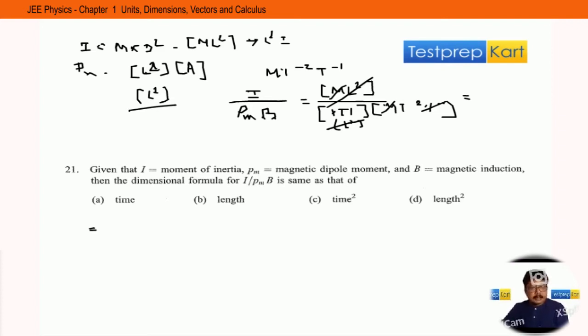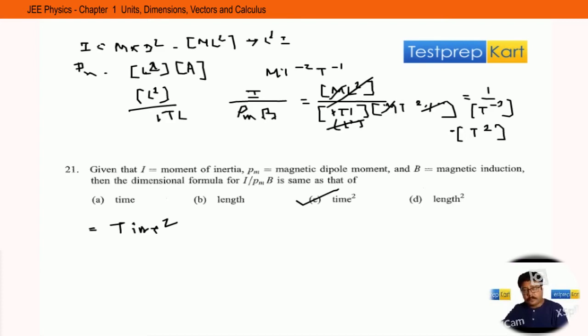Or you can write it as I A. I is the current. You can write that way. So it's better to write them in the problem that you can write it that way, L square. So what we get, 1 by T to the power negative 2. So it becomes T square. Right? So the answer should be time square. This is the answer.